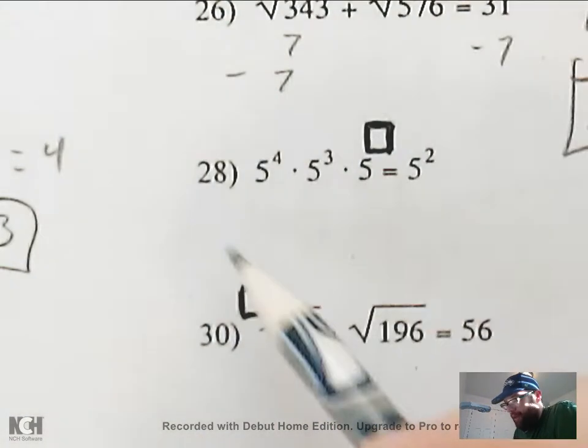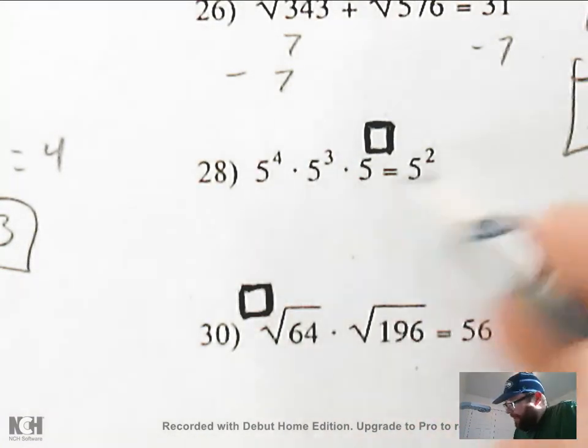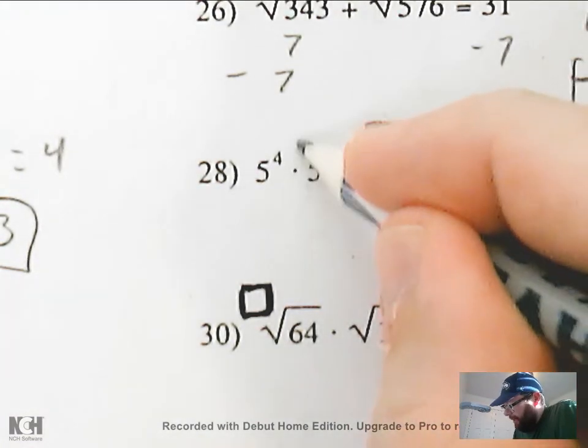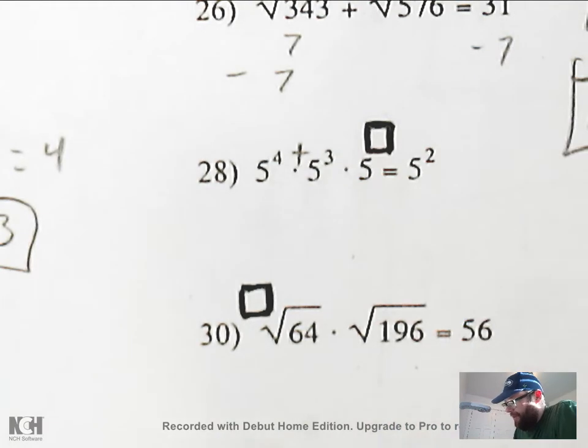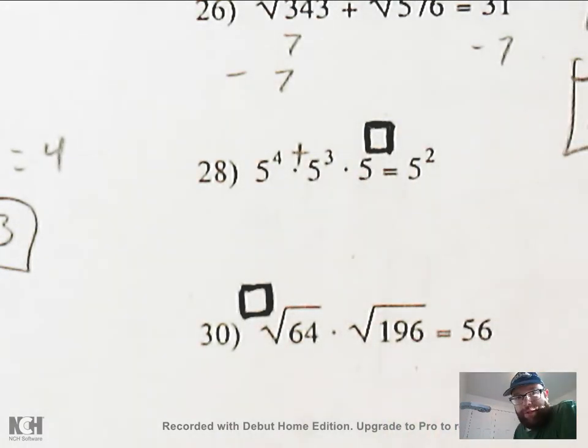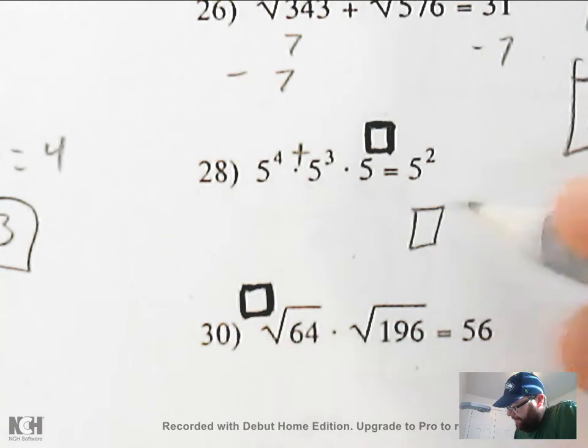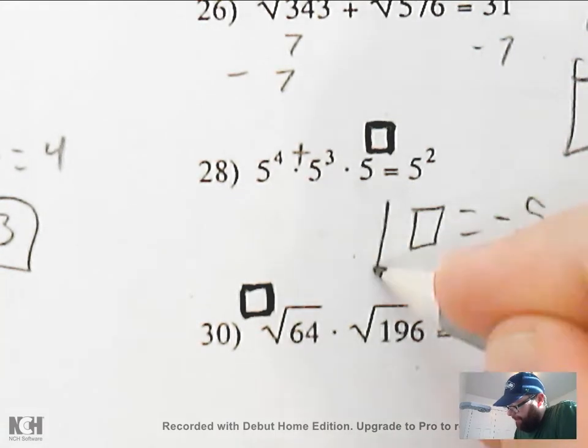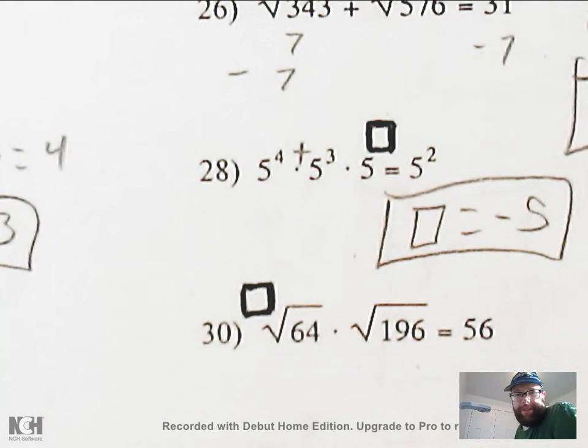Then we got another one where they're multiplying. So it has to equal 2 in the end. So we're going to add our exponents. So 4 plus 3 is 7. What would I add to 7 that would give me 2? Well, a negative 5. So that box has to equal a negative 5. Because you got to take away 5 from 7 to get 2.